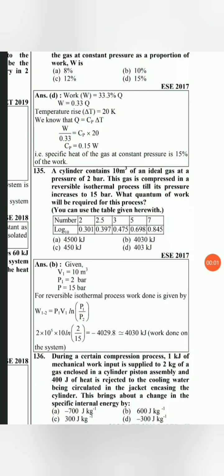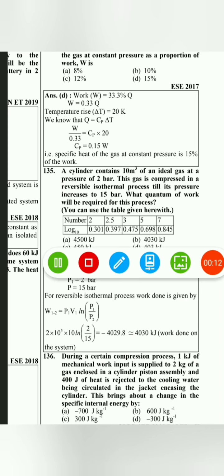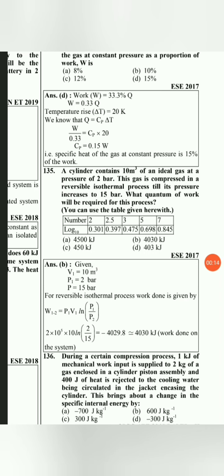The next question, number 135. A cylinder contains 10 meter cube of an ideal gas at a pressure of 2 bar. This gas is compressed in a reversible isothermal process till its pressure increases to 15 bar. What quantum of work will be required for this process?